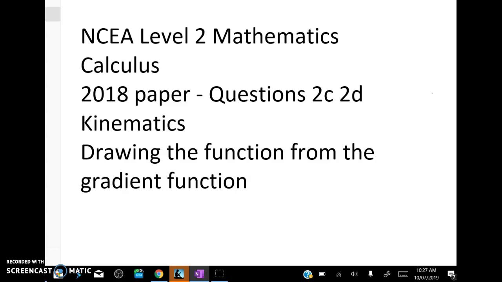Here are two more questions from last year's calculus paper. The first of these is an excellence question, and it's a classic kinematics problem, so I'm going to go quite slowly through that one. And then the second one, 2D, is a merit question, but it's one where we have to draw the function where we're given the gradient function.